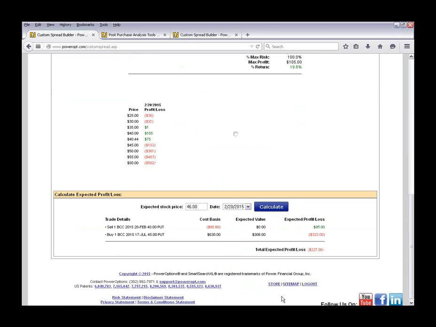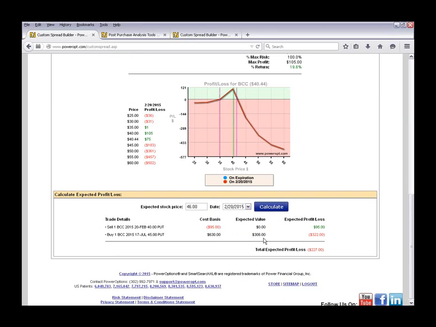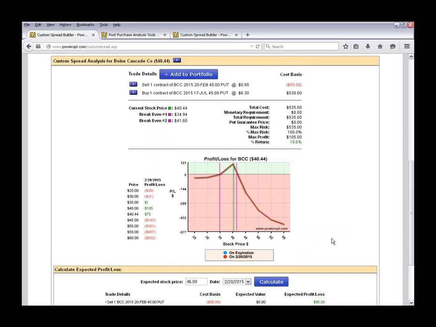So use a calculate group results here. $46. Our original investment was $5.35. The cost $6.30 for that put. The 95 cents for the 40 put we sold against it. The at the money put we sold against it. This creates a calendar put spread.